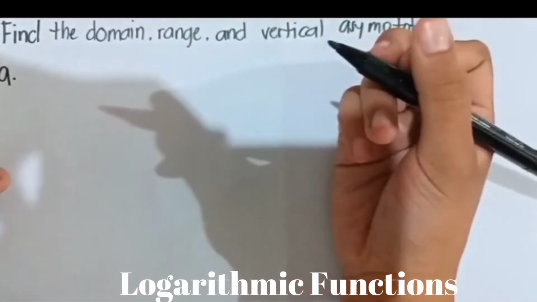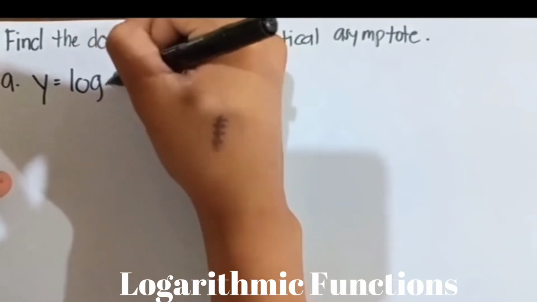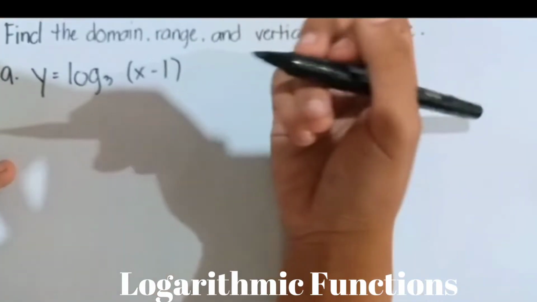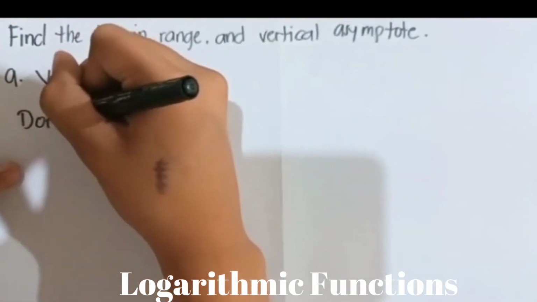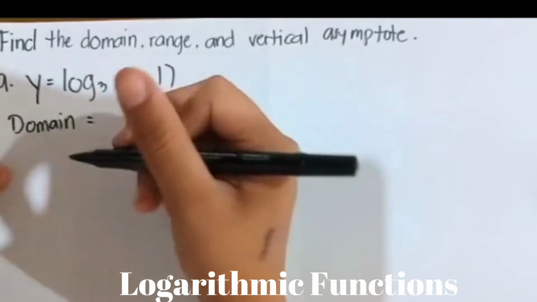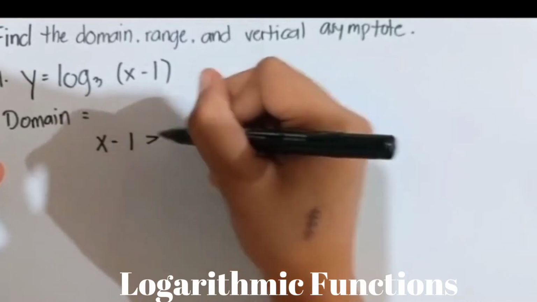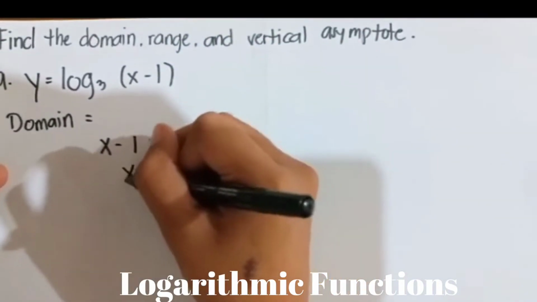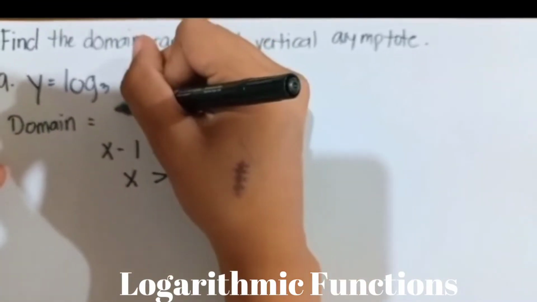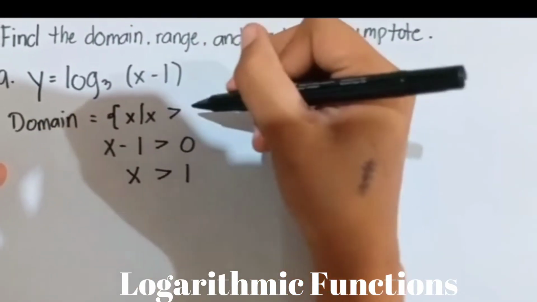Our topic today is to find the domain, range, and vertical asymptotes of a logarithmic function. First example is y equals log (x minus 1) to the base of 3. We are going to find the domain. Copy x minus 1 and set it greater than 0. Transfer negative 1 to the right side and it becomes positive 1, so x is greater than 1. The domain will be {x | x > 1}.